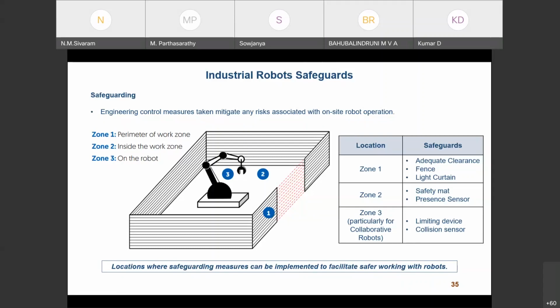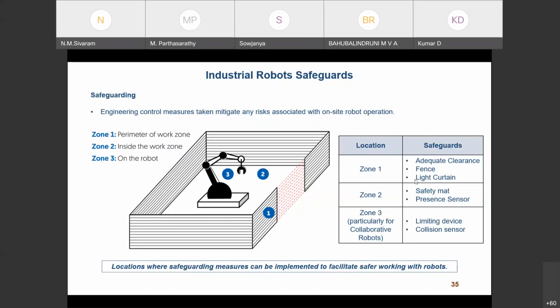You cannot substitute the robot with some other equipment or some other machine. So these two things are ruled out, and obviously you go for the engineering control, that is, you put some guards. You control the perimeter. Perimeter control has three zones. One is the perimeter of the work zone, and inside the work zone, the robotic envelope. And the third one is on the robot.